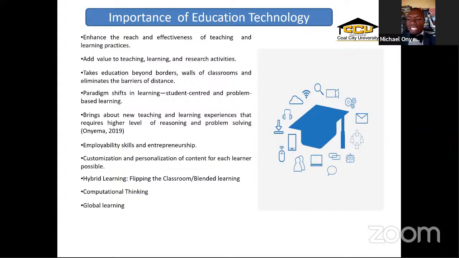Then, of course, we say that on learning experience, I've talked about problem-based learning, problem solving, problem-oriented learning. The world education system is moving towards problem-based learning, where students' critical thinking skills are being sharpened, and students are able to engage in problem-based learning to solve problems within their communities, within their environment.